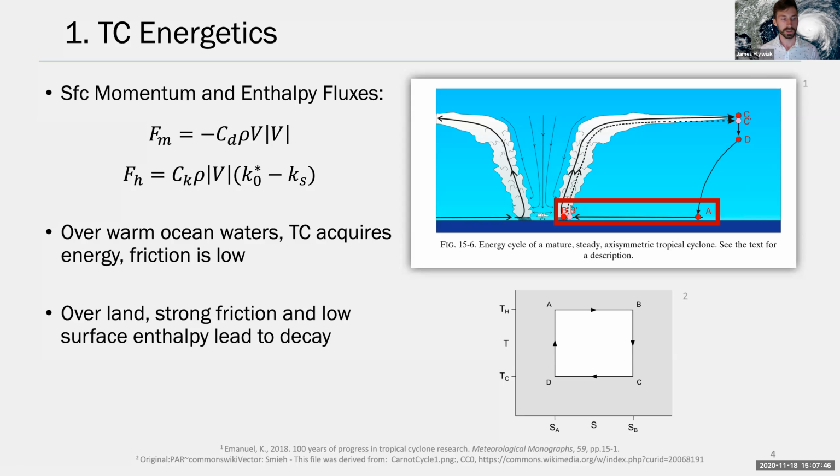However, once a storm approaches land, friction increases, which increases the amount of momentum the storm loses, and there is low surface enthalpy of inland surfaces. These two effects in combination lead to a fairly quick decay in most cases.